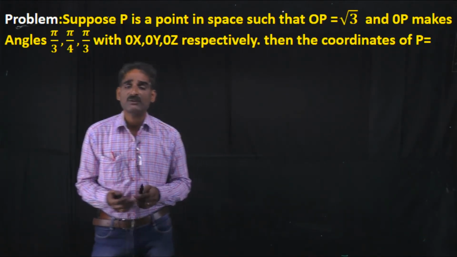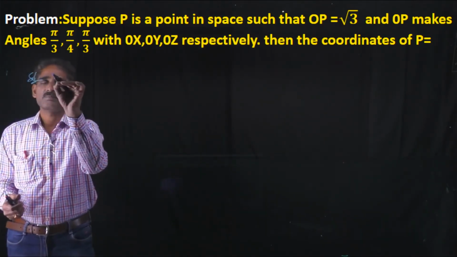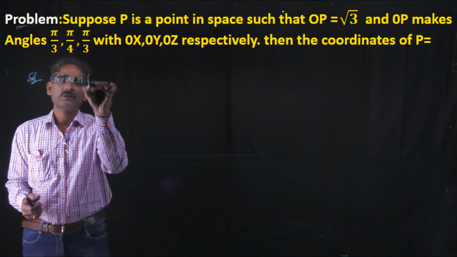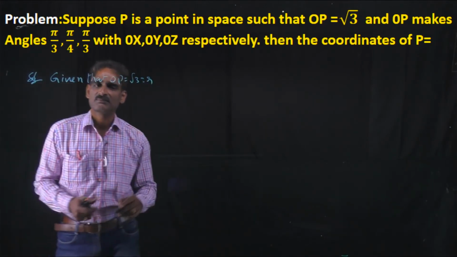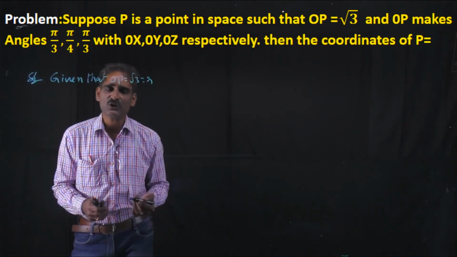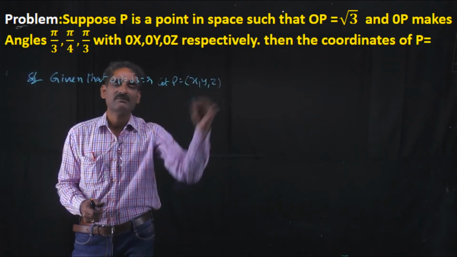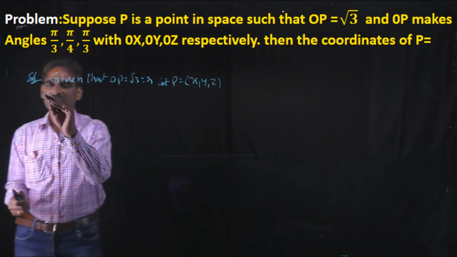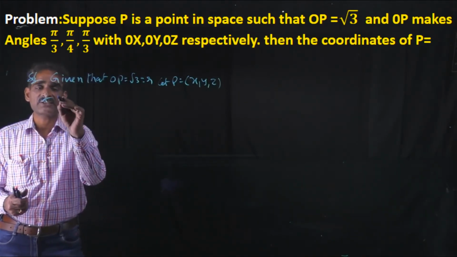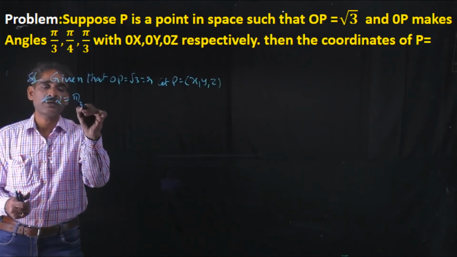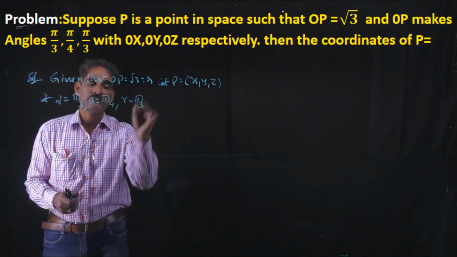So here we are given that OP is equal to root 3. Let it be r. We have to find out the coordinates of the point. Let P be x, y, z. Let us take the angles made by OP: alpha, beta, gamma. Alpha equal to pi by 3, beta equal to pi by 4, and gamma is equal to pi by 3.